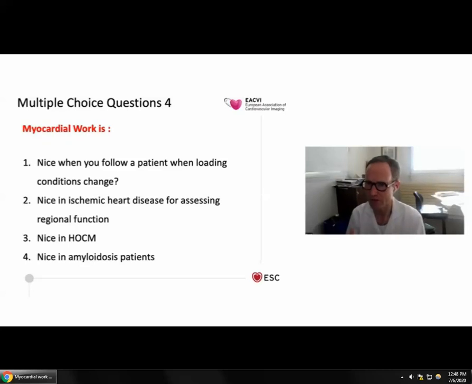In HOCM, of course, we cannot use myocardial work because of the gradient between the LV and the aorta that makes the estimate of LV pressures impossible.